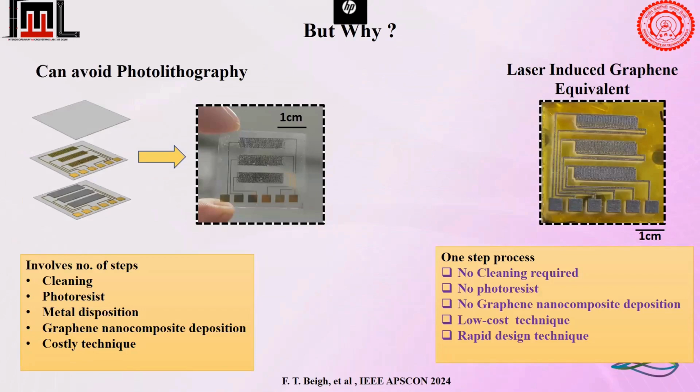This is something that I created in my first year of PhD. I saw that creating a strain sensor required clean room access. I used a photoresist, then a metal deposit over it, then some graphene nanocomposite deposition was required. This is a highly costly method, but to our surprise, we created a similar pattern using laser-induced graphene in a single step and with rapid design formation.